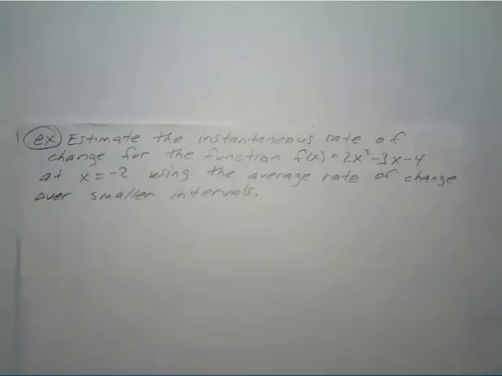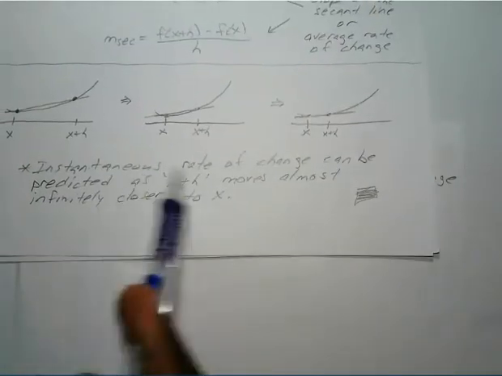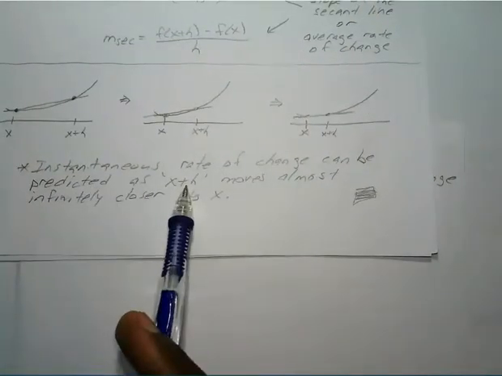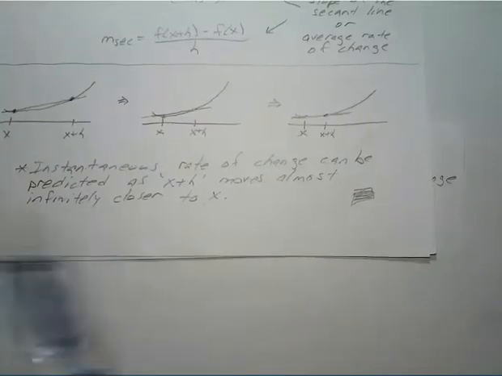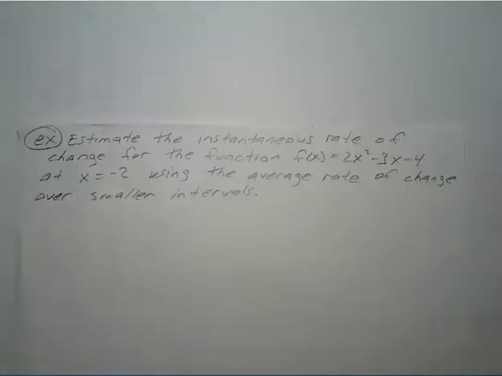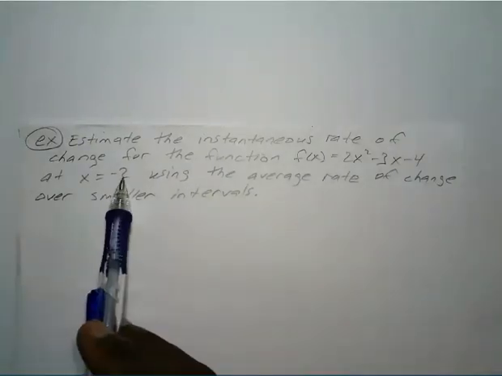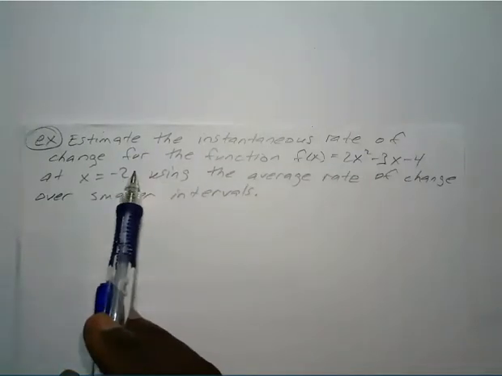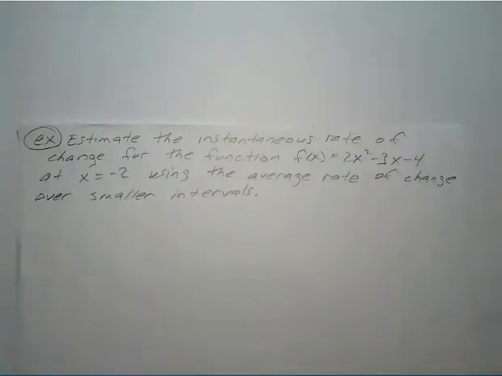Alright, so just as a quick refresher, go back to the very first page of your notes. And if you notice, I'm just going to cover this up for a second. Remember, we have your instantaneous rate of change, and that's predicted as x plus h moves almost infinitely closer to x. Okay? So to find our instantaneous rate of change, we're actually going to look at -2, and we're going to get closer and closer to -2, using our average rate of change over smaller intervals.